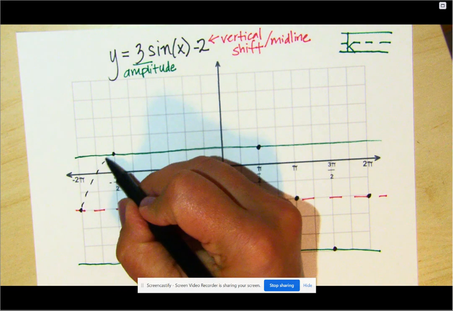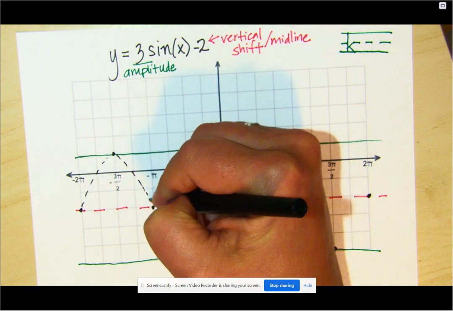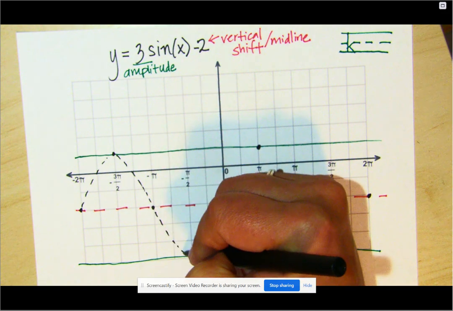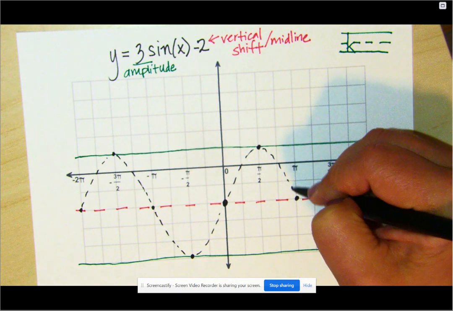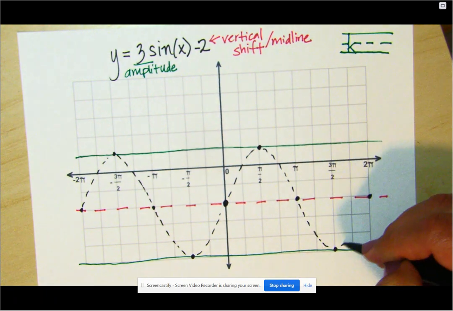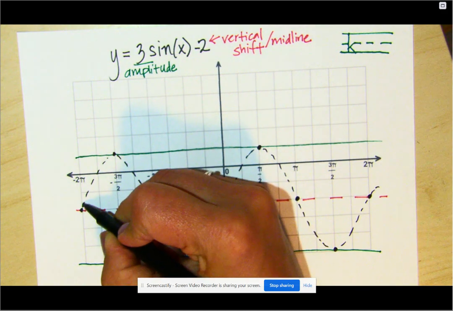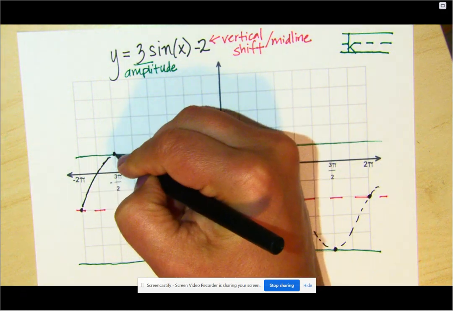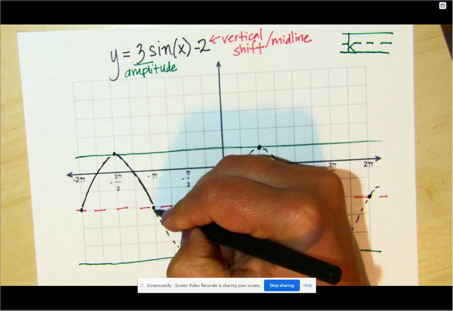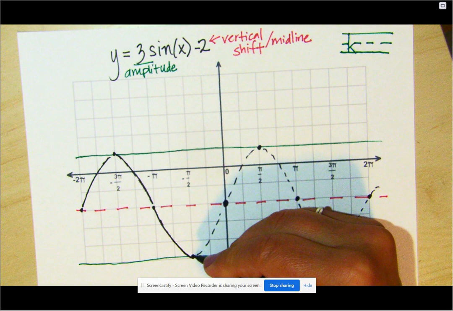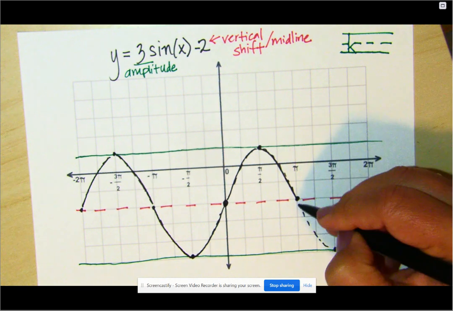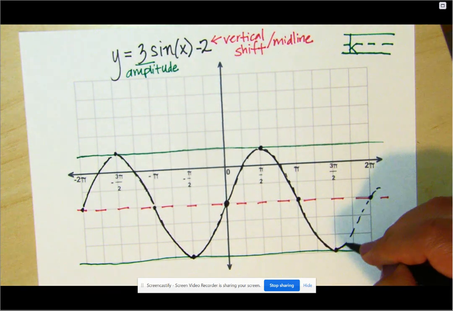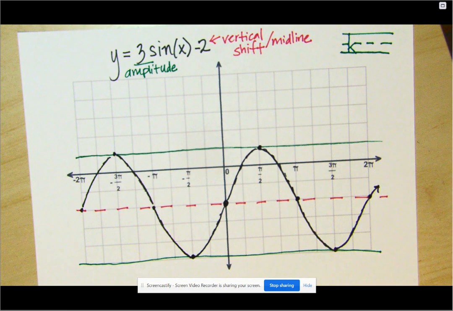I like to do dotted lines when I'm first filling it in, so I can make sure that I get a nice curve. And I mean, you could plot more points in between, but every 90 degrees, those are nice, easy critical points to graph. And then this would just keep repeating over and over again.